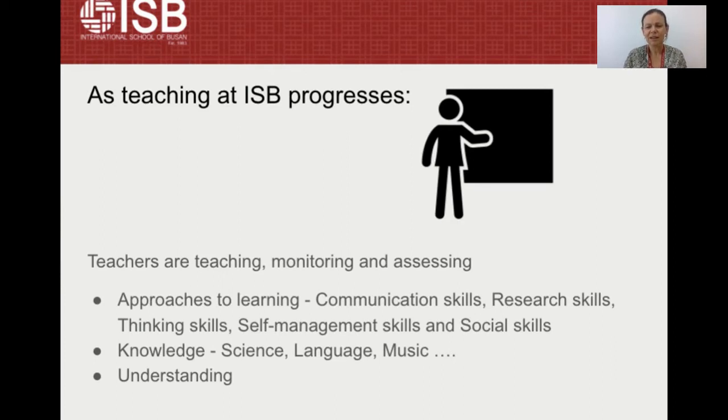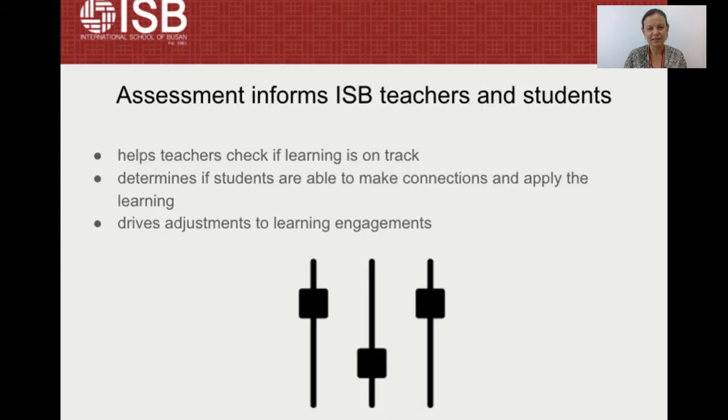So this assessment that we're continually getting from our students helps inform both teachers and students. It helps teachers check if the learning's on track. Can students make connections? Can they apply what they've learned? And this helps us drive adjustments to our learning engagements. So we look for the formative feedback, the formative assessment, and then we can make adjustments. Do we need to move more quickly? Do we need to go back because there are some misconceptions? So this continual assessment helps us as teachers plan the next step in the learning.